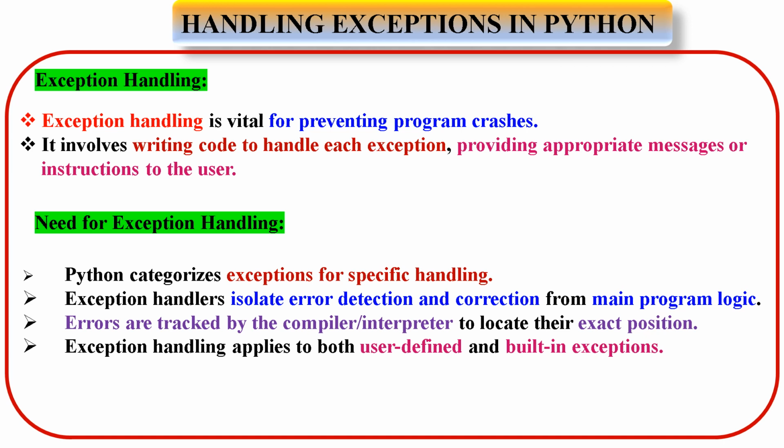Let's see the key points regarding exceptions and their handling, that is, the need for exception handling. Python categorizes exceptions for specific handling. Exception handlers isolate error detection and correction from main program logic. Errors are tracked by the compiler or interpreter to locate their exact position. Exception handling applies to both user-defined and built-in exceptions.